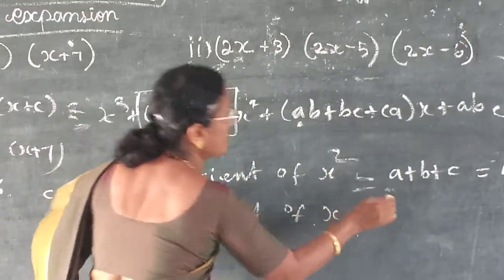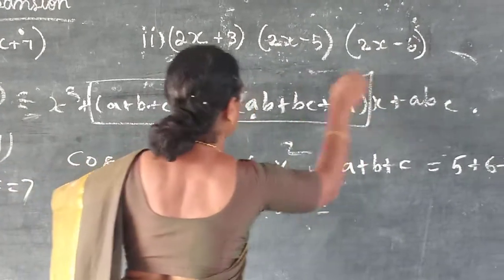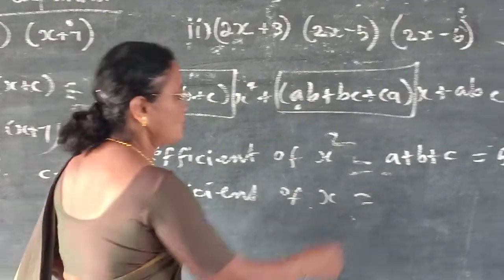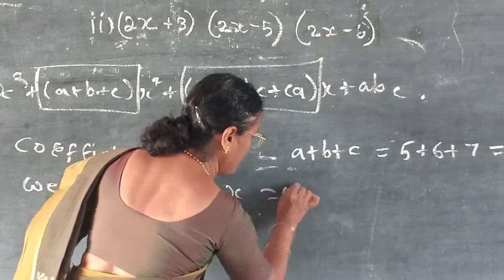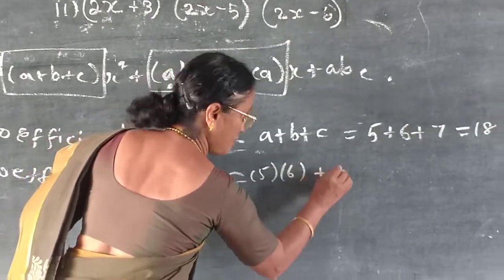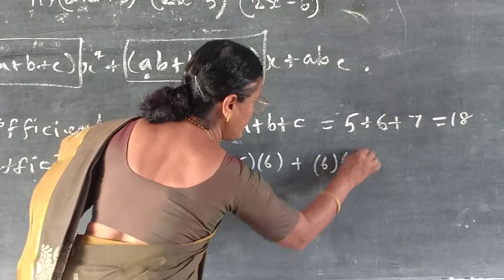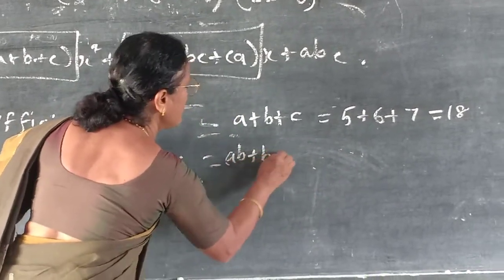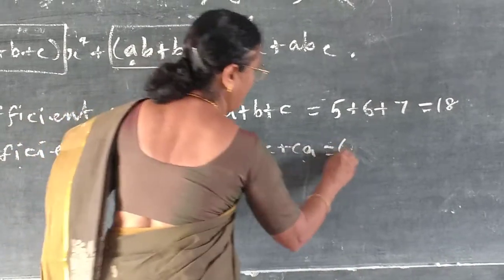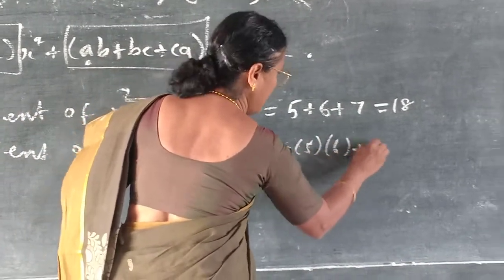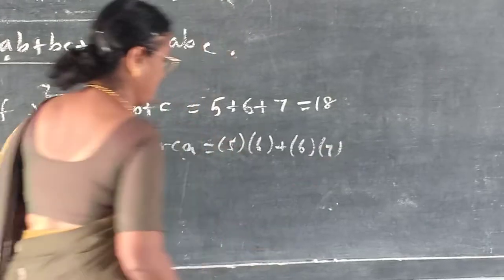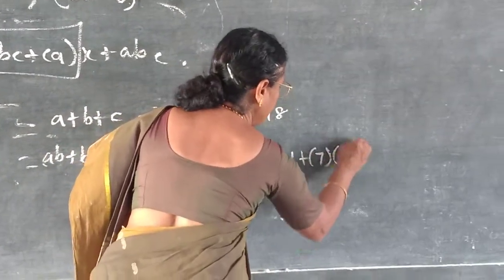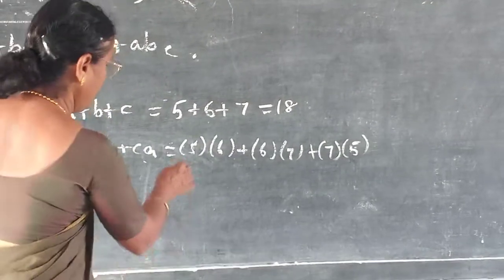Next one is what? Coefficient of x. What is coefficient of x? ab plus bc plus ca. First you have to multiply. 5 into 6 plus 6 into 7 plus 7 into 5. Do you follow?